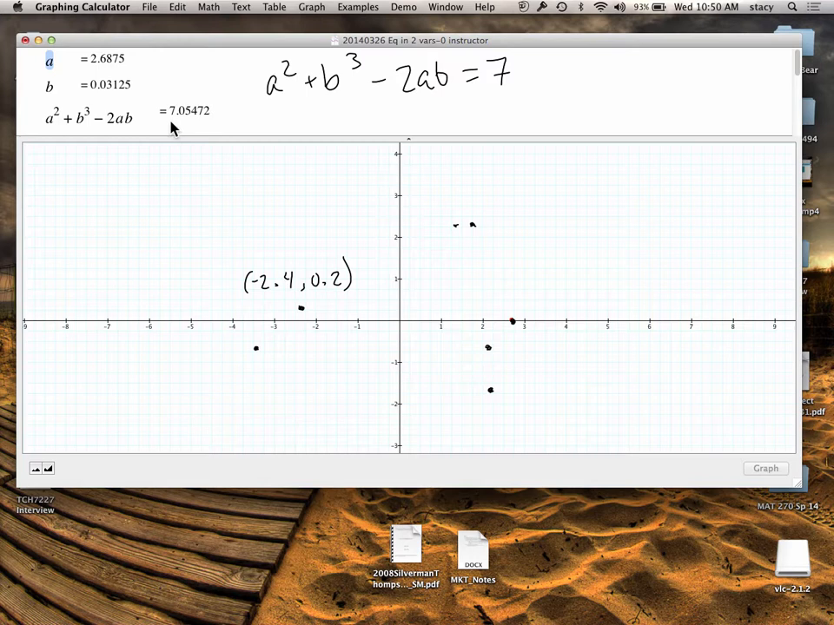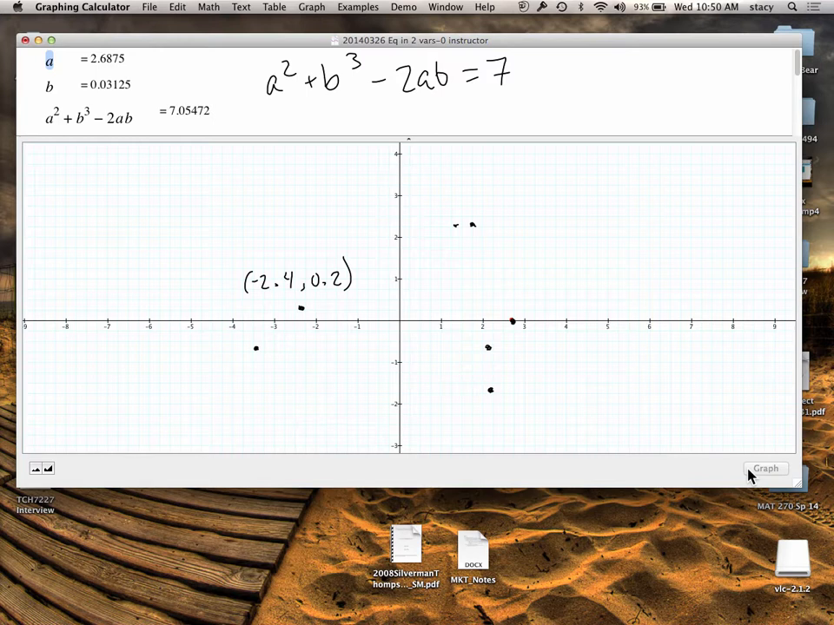Okay, so what do I need to do in order to be able to graph in Graphing Calculator? Because I can't graph right now, right? The graph button's not highlighted. Why not? There's no y's and x's, right?